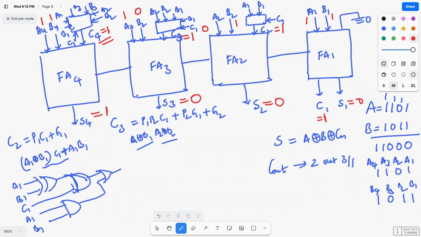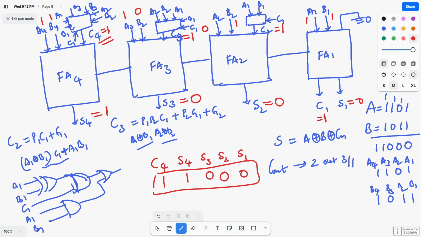So my sequence is C4, S4, S3, S2, and S1. What you got? 0, 0, 0, 0, 0, 1, 0, 1, 1, 1, 1. So this one and this one are matching or not? Matching, sir. This is theoretical. I'm verifying with the circuit. Both are matching, so this is carry look ahead. You understood how I am doing, how things are happening. Just note it down.